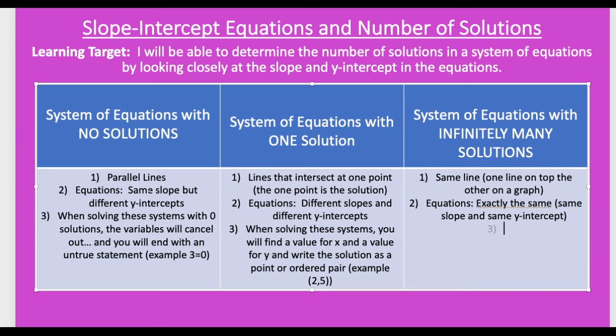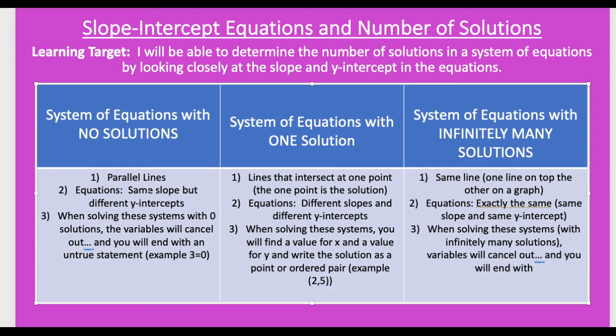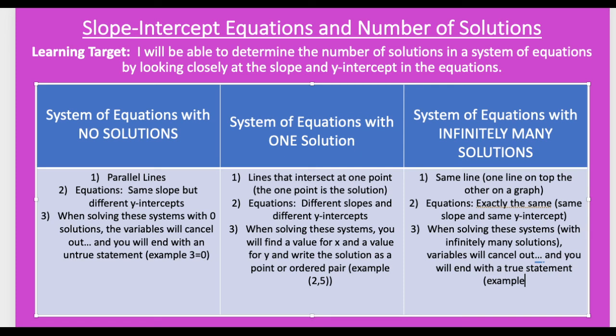And then finally, when solving these systems with infinitely many solutions, the variables will cancel out, and you will end with a true statement. For example, 0 equals 0, or 4 equals 4.